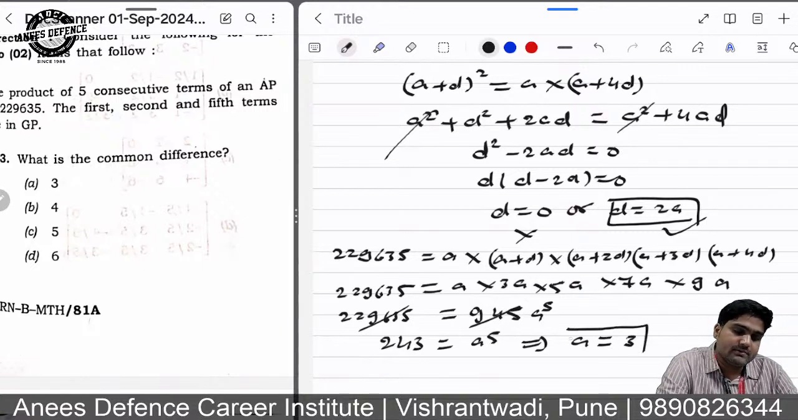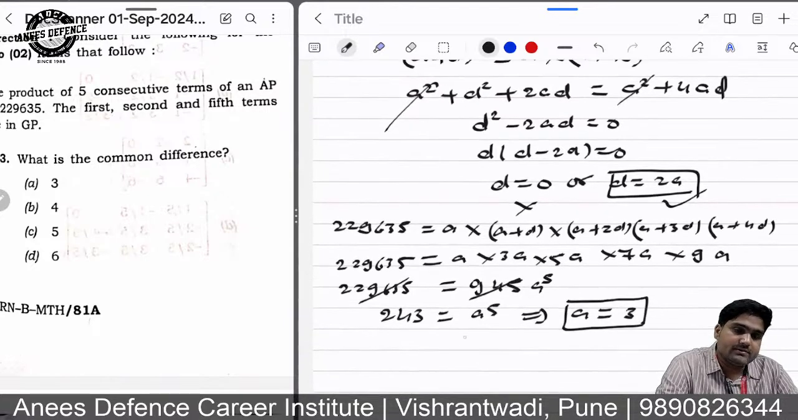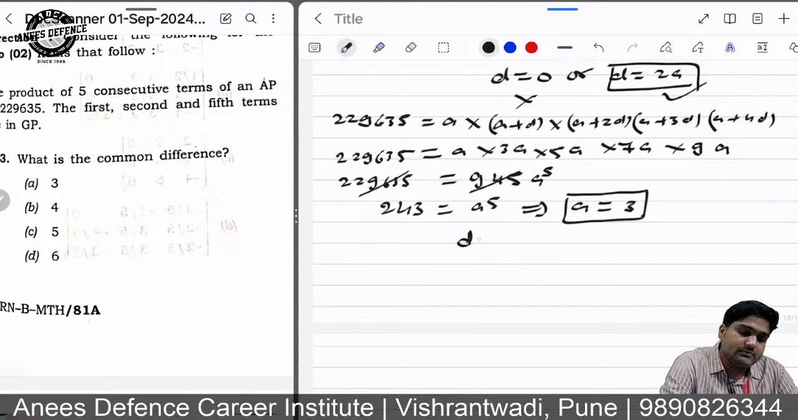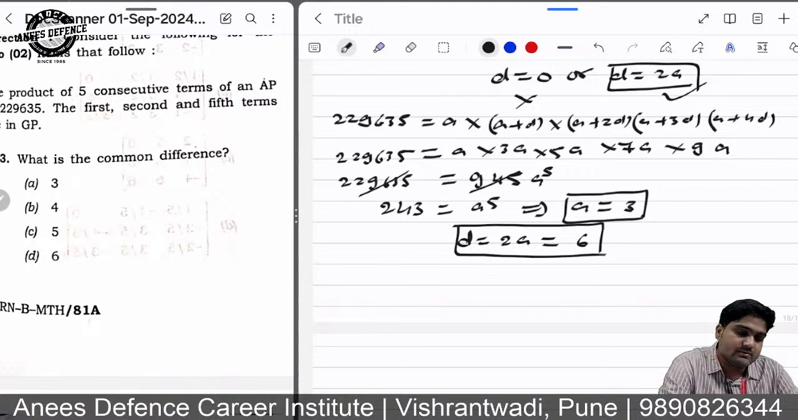So we get the value of the first term. Now find the common difference. Common difference is 2A. A is 3, so 2 times 3 is 6, so the common difference is 6. The correct answer for question number 43 is option D.